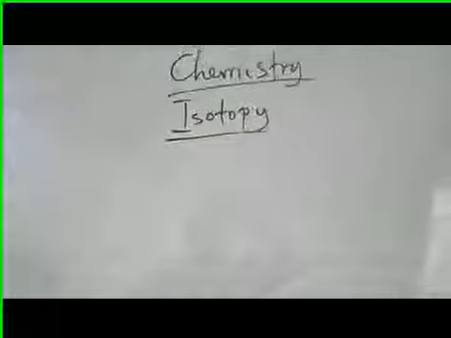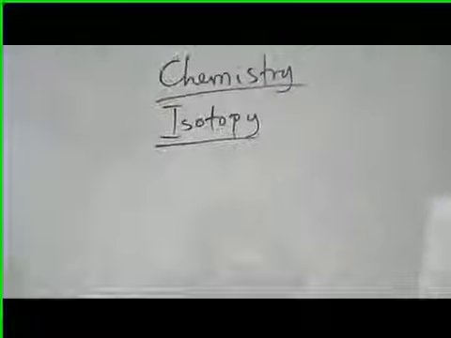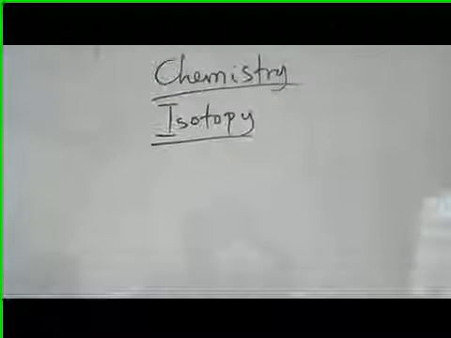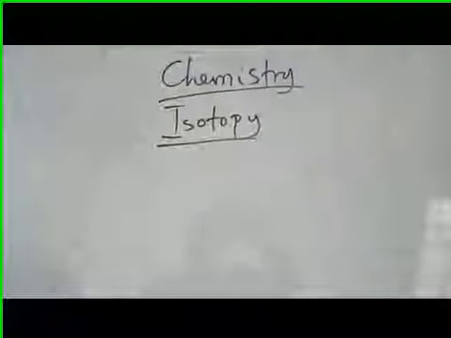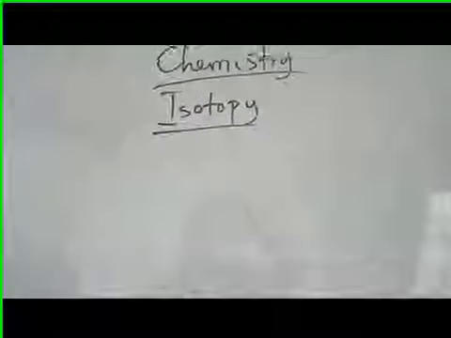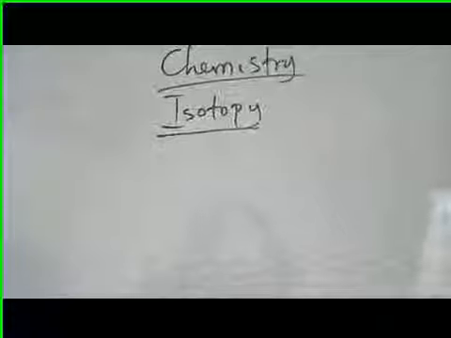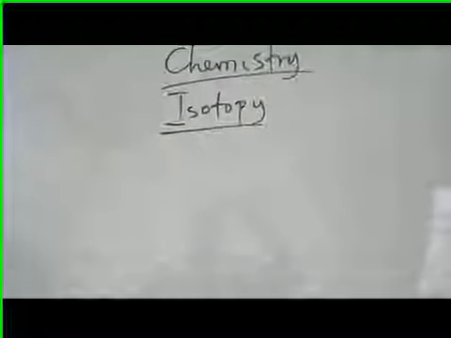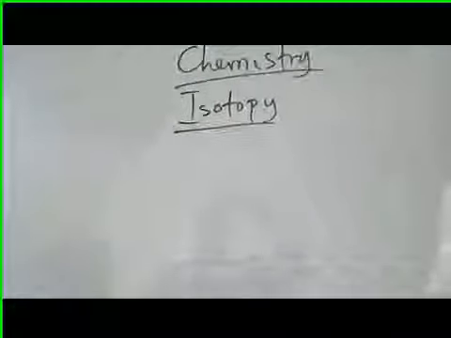Isotopy is a phenomenon whereby two or more different atoms of an element have the same number of protons with different numbers of neutrons.